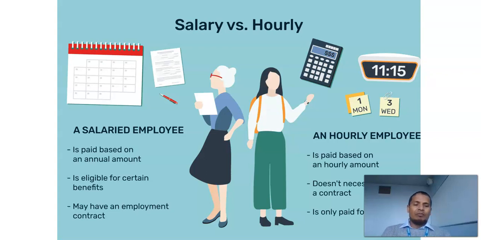But there are certain types of employees who work in the factory or in an organization who are being paid hourly. Usually they don't have any employment contract, and they may not be eligible to get other benefits from the organization. But in the case of full-time or contractual employees, they have the eligibility to get some other benefits from the employing organization.